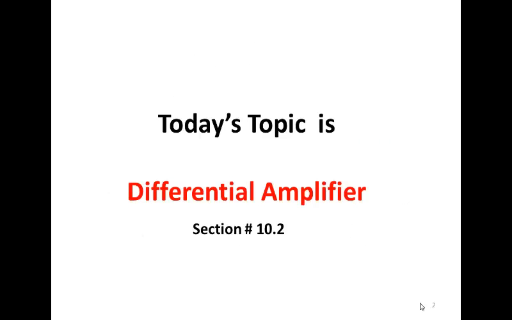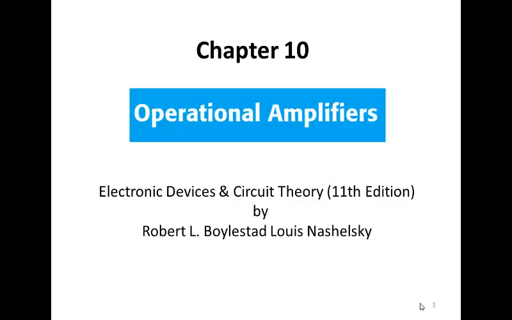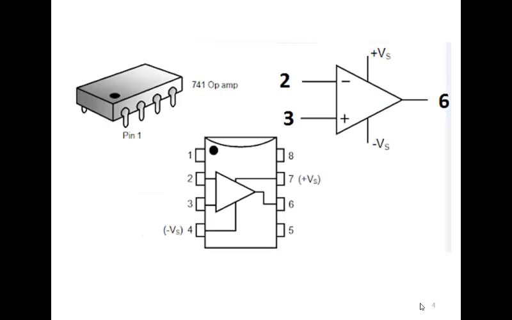This is section 10.2 of chapter 10, operational amplifiers, of the book Electronic Devices and Circuit Theory. In last class we started operational amplifiers. An operational amplifier is available in a package, or in the form of an IC, having a certain number of pins. This is an IC of a 741 op-amp.